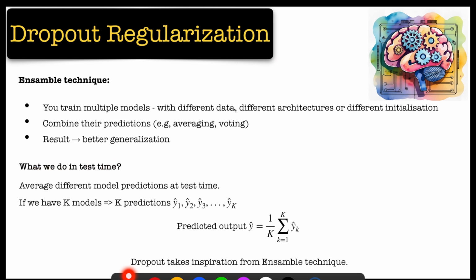What do we do at test time? At test time also we test on multiple models and then we take the average of the different model predictions. So if we have k models, then we'll have k predictions. Let's say y1 hat, y2 hat till yk hat, these are k predictions. So our predicted output will be the average of these k predictions. Dropout takes inspiration from the ensemble technique.